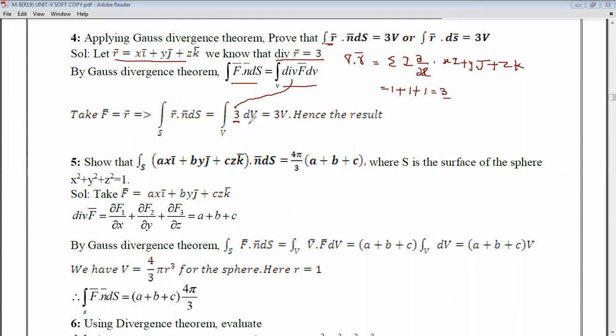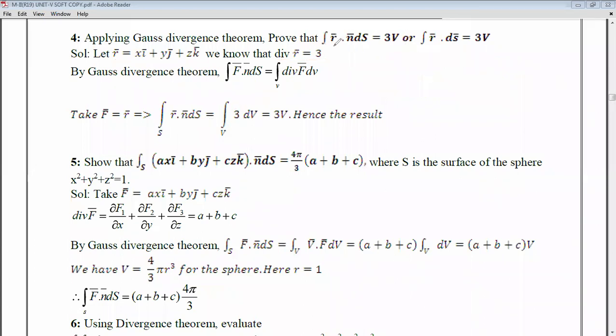And here they didn't mention anything about the region. If it is a sphere or any specific one, we write about that form, but here nothing is mentioned. So the integral of dV is nothing but V. So simply the integral of r bar dot n bar ds is equal to 3V. They may ask this as a short answer. And don't forget, in some cases they may mention f bar dot n bar, or simply f bar dot ds.